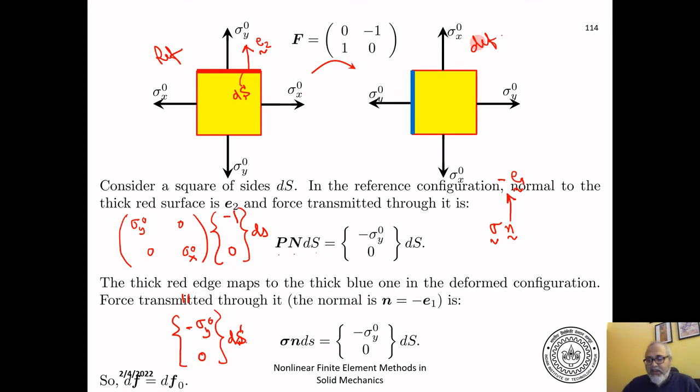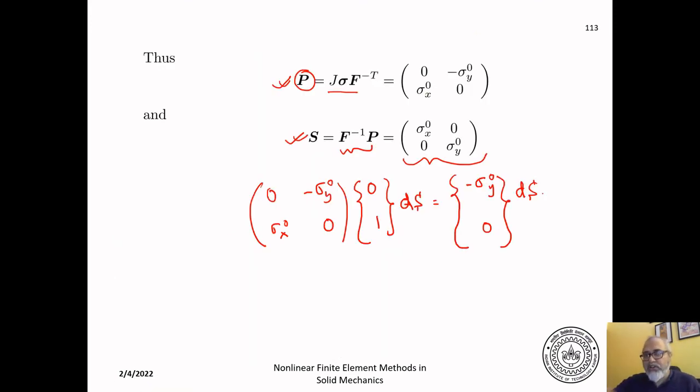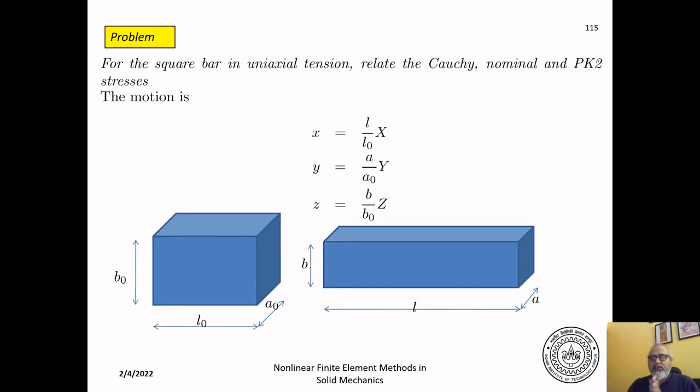So that is why, to ensure this, your P has this particular form. Now, the other problem that I wanted to do was this one. We have a cuboidal bar, which has dimensions A naught, L naught, V naught, and it is stretched in one direction, the X direction, to a new length L, so that its cross sections diminish to new dimensions A and B.